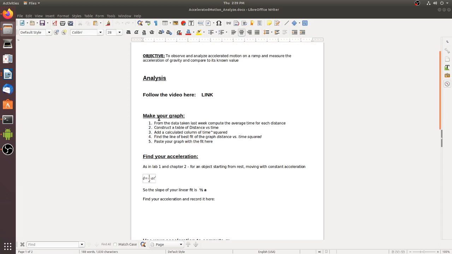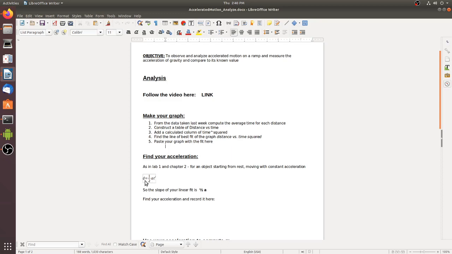We have to make a graph. This graph is going to be very similar to the graph we made in lab 1, week 1. From the data taken last week, compute the average time for each distance. Construct a table of distance versus time with a calculated column of time squared. This should all sound fairly familiar to you. Find the line of best fit, distance versus time squared. Here we see distance is going to be on the y-axis, time squared is going to be on the x-axis. And paste your graph here, okay?